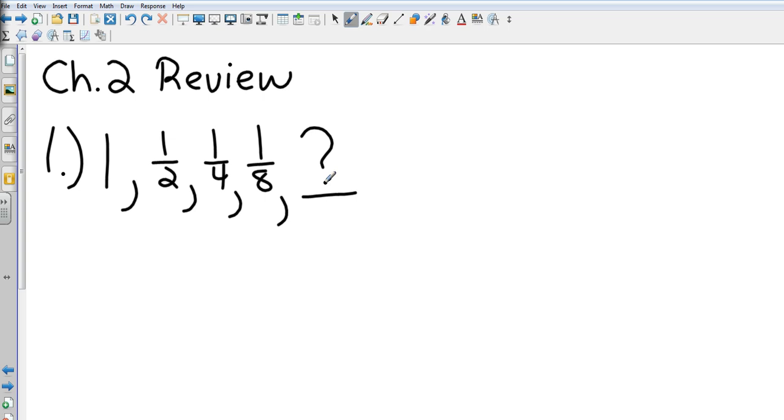Okay, first question. What's the next term? And write a conjecture. So how do I get from term to term? This was section 1 of chapter 2. What is the next term? And write a conjecture or a statement about it. Okay, the next term is 1/16. Josh, what's the conjecture?